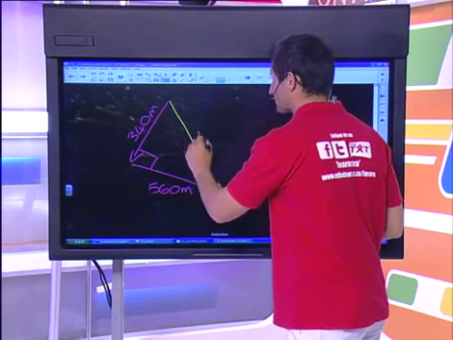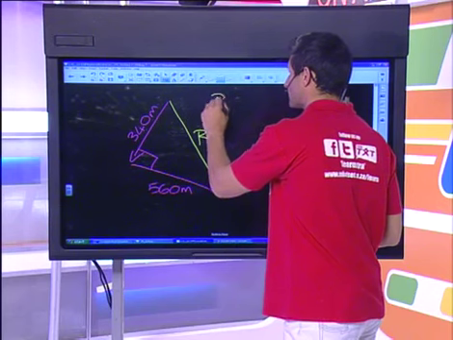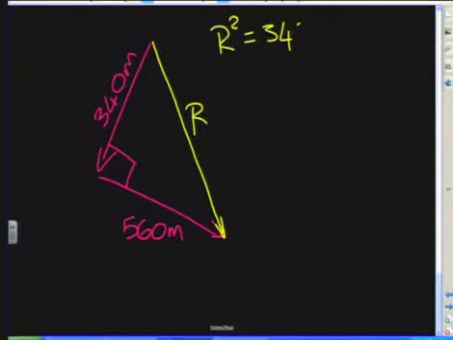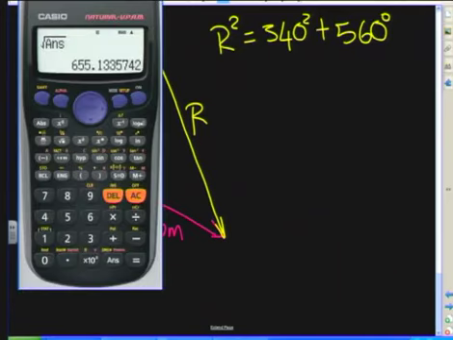So what I'm going to find out is what my resultant is. Now, resultant squared is going to equal 340 squared plus 560 squared. Right? And let's actually do this together and find the square root. Okay, and I've actually cheated a little bit. We did this in the break. Okay, so there we go. 340 squared plus 560 squared, and I get an answer over there.